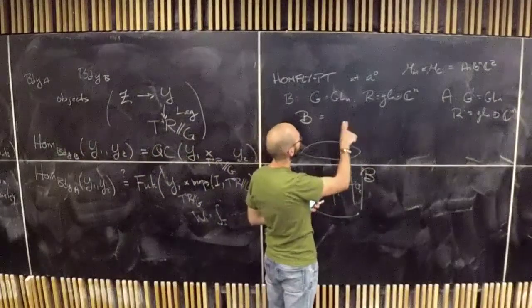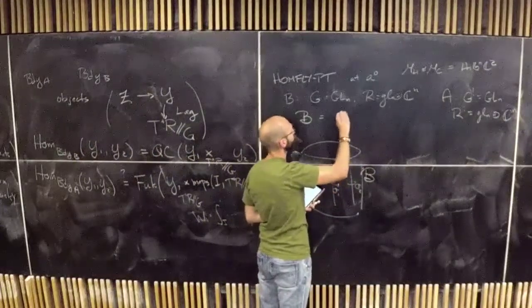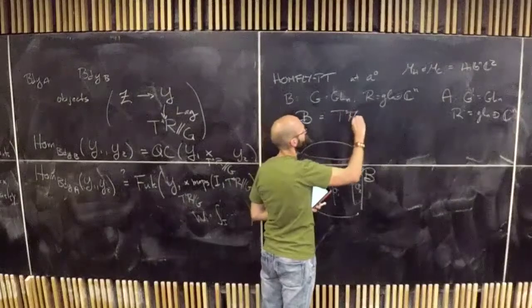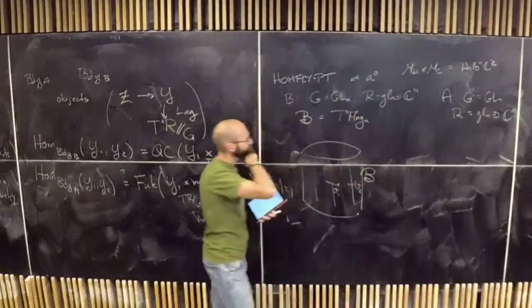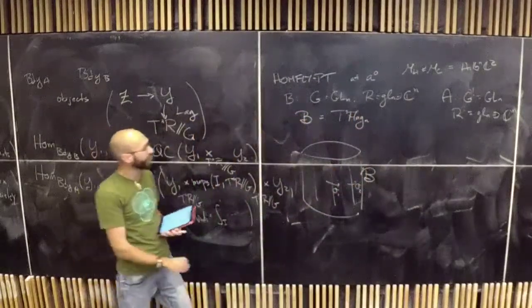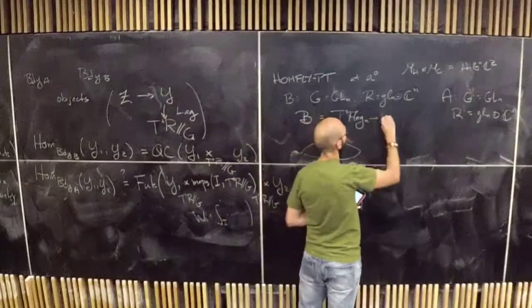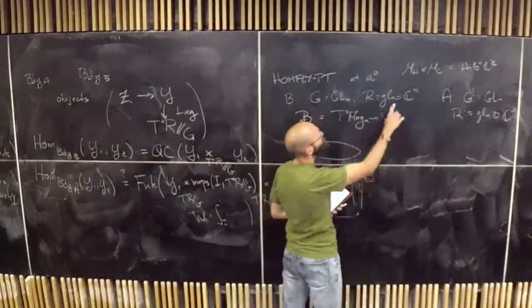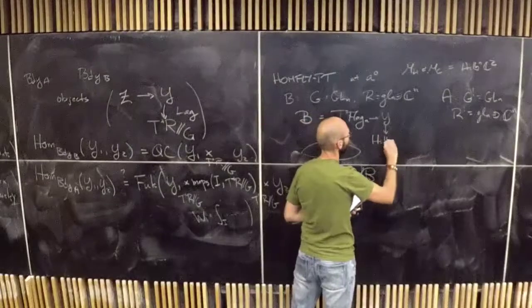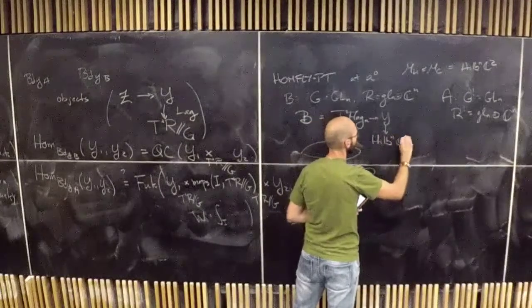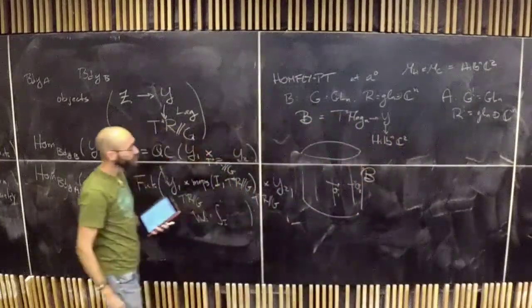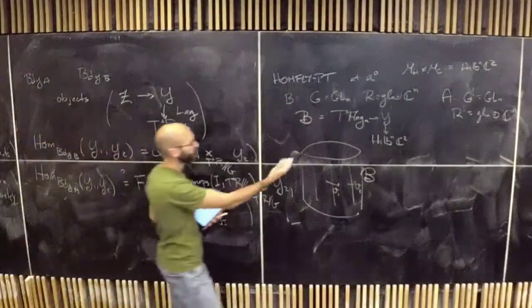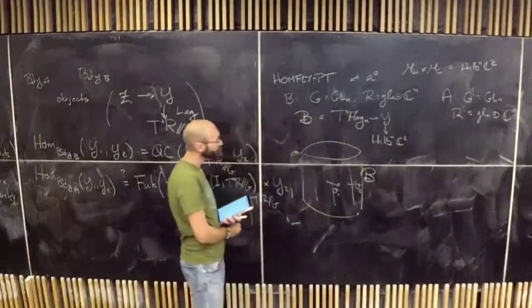The boundary condition ends up being a particular fibration of T star of the flag manifold over the Hilbert scheme. Super loose, but this is why T star flag came up in Alexei's talk.